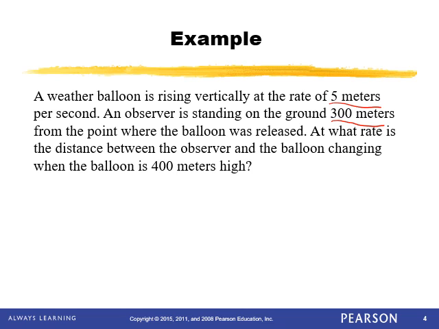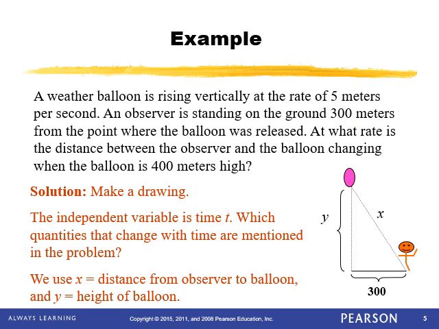First things first, you want to get a picture of what's happening, and that's exactly what we do in the next slide. So you can see we've drawn a picture. The first part of the solution is to make a drawing. Notice the independent variable is time. Which quantities that change with time are mentioned in the problem? Well, we know that the height of the balloon changes with time, and the distance from the observer to the balloon also changes with time.